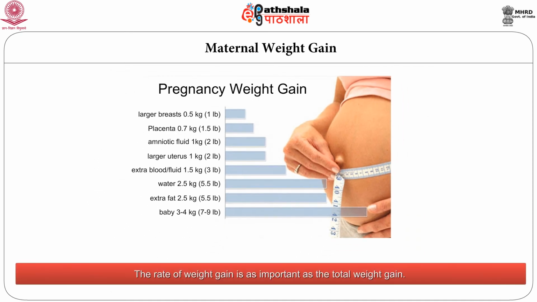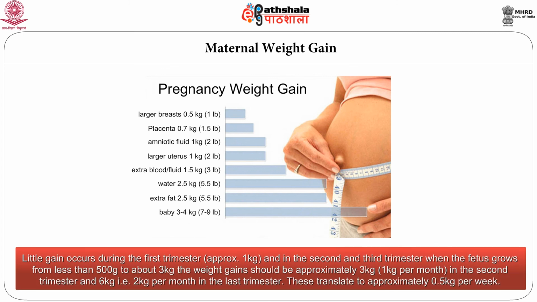The rate of weight gain is as important as the total weight gain. Little gain occurs during the first trimester, approximately 1 kg, and in the second and third trimester, when the fetus grows from less than 500 grams to about 3 kgs, the weight gain should be approximately 3 kg, that is 1 kg per month in the second trimester, and 6 kgs, that is 2 kg per month in the last trimester. These translate to approximately 0.5 kgs per week.